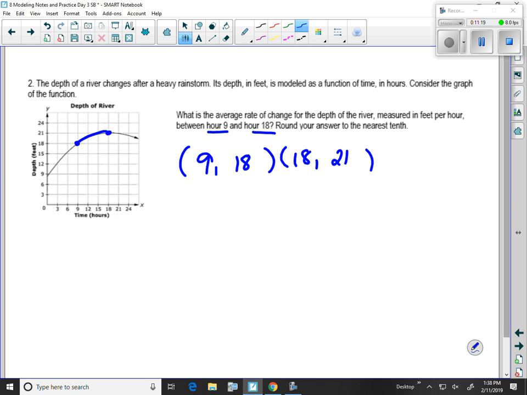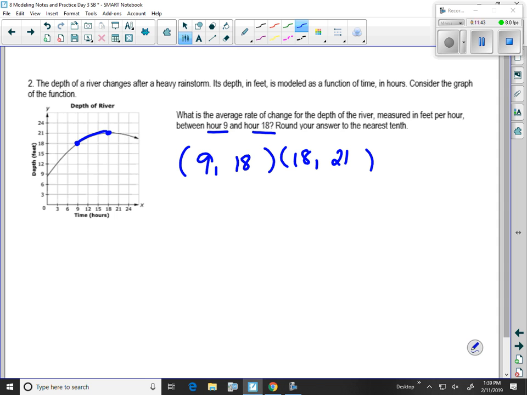Keep in mind, if we're talking about a rate of change, is the rate of change going to be constant for that full graph? Why not? A rate of change is only constant when we have what kind of line? Completely straight line. That's when it's constant. Any other time, it's not going to be constant. So we're only talking about from 9 to 18 on our x-axis.